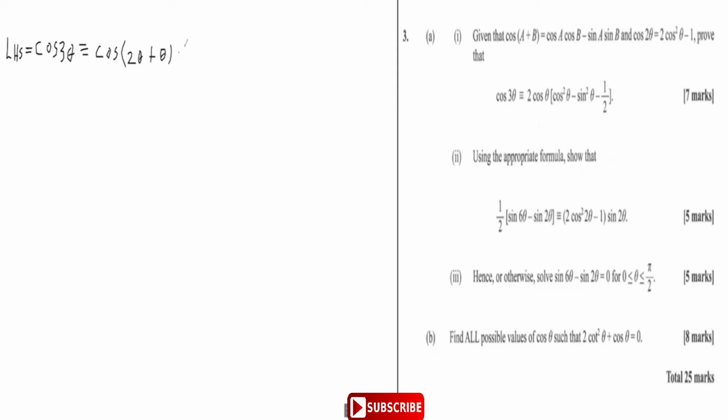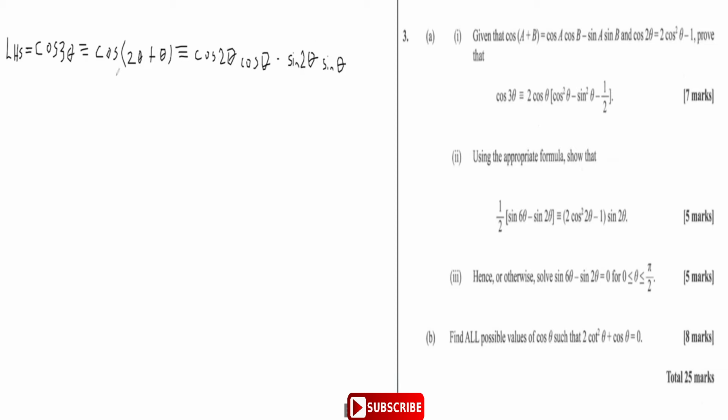Now, they just gave us that we can utilize the compound angle formula and express this as cosine 2 theta times the cosine of theta minus the sine of 2 theta times the sine of theta. Nice and easy. We can express it this way. Again, it went further to tell us to use cos 2 theta as 2 cos square theta minus 1.